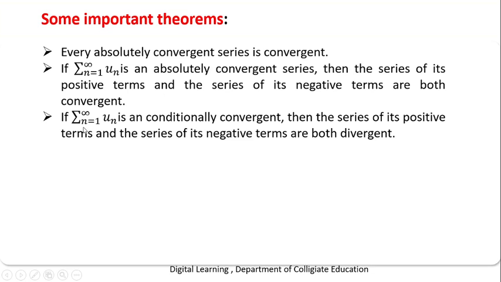If summation n equal to 1 to infinity Un is conditionally convergent, then the series of its positive terms and the series of its negative terms are both divergent.